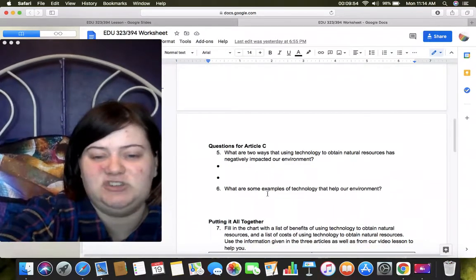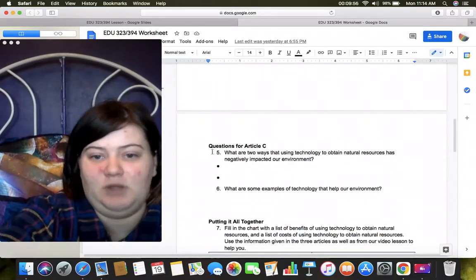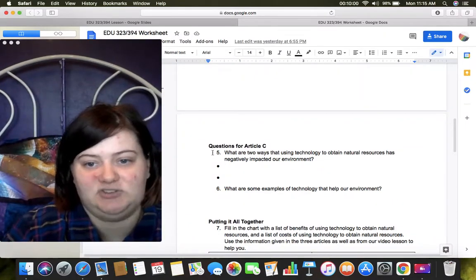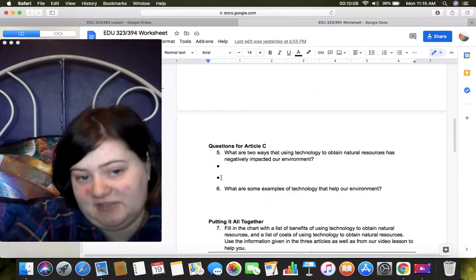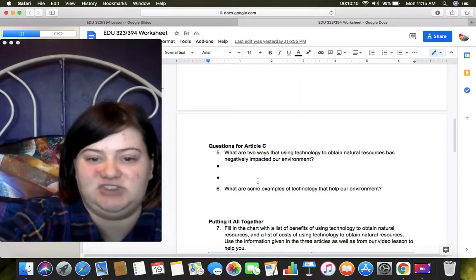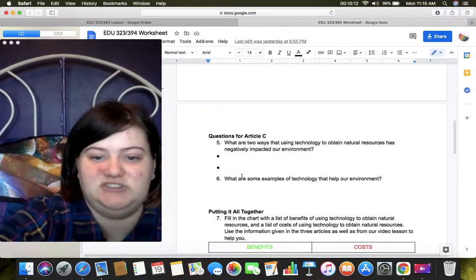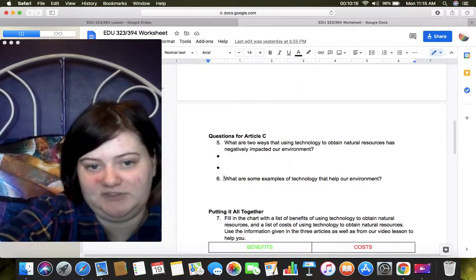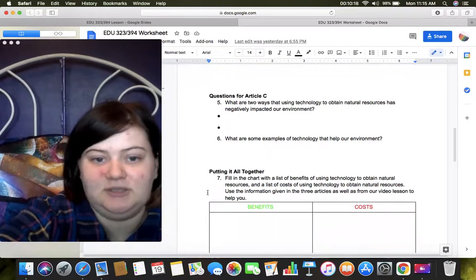And then we have questions for Article C. Question 5 is, what are 2 ways that using technology to obtain natural resources has negatively impacted our environment? You only need to list 2 as bulleted here. You can list more if you want to, but those are the 2 that I have suggested. And then question 6, what are some examples of technology that help our environment? And the article does a really good job at listing those.